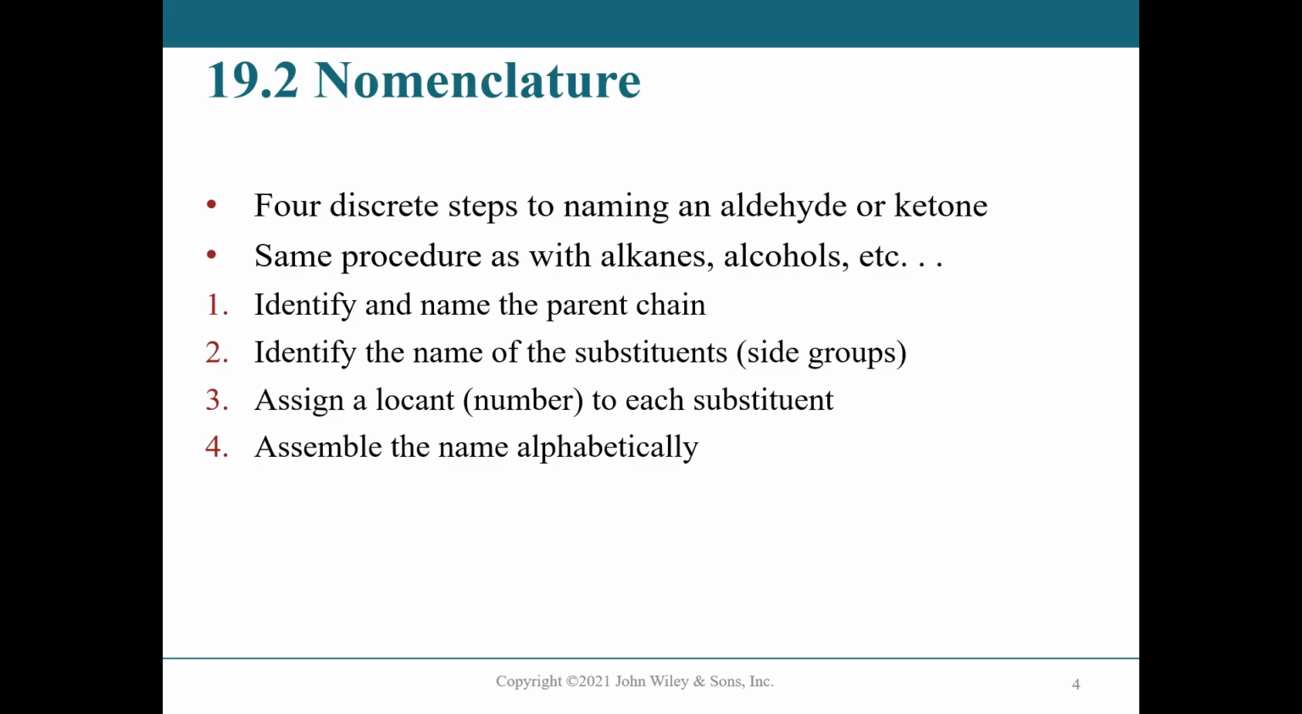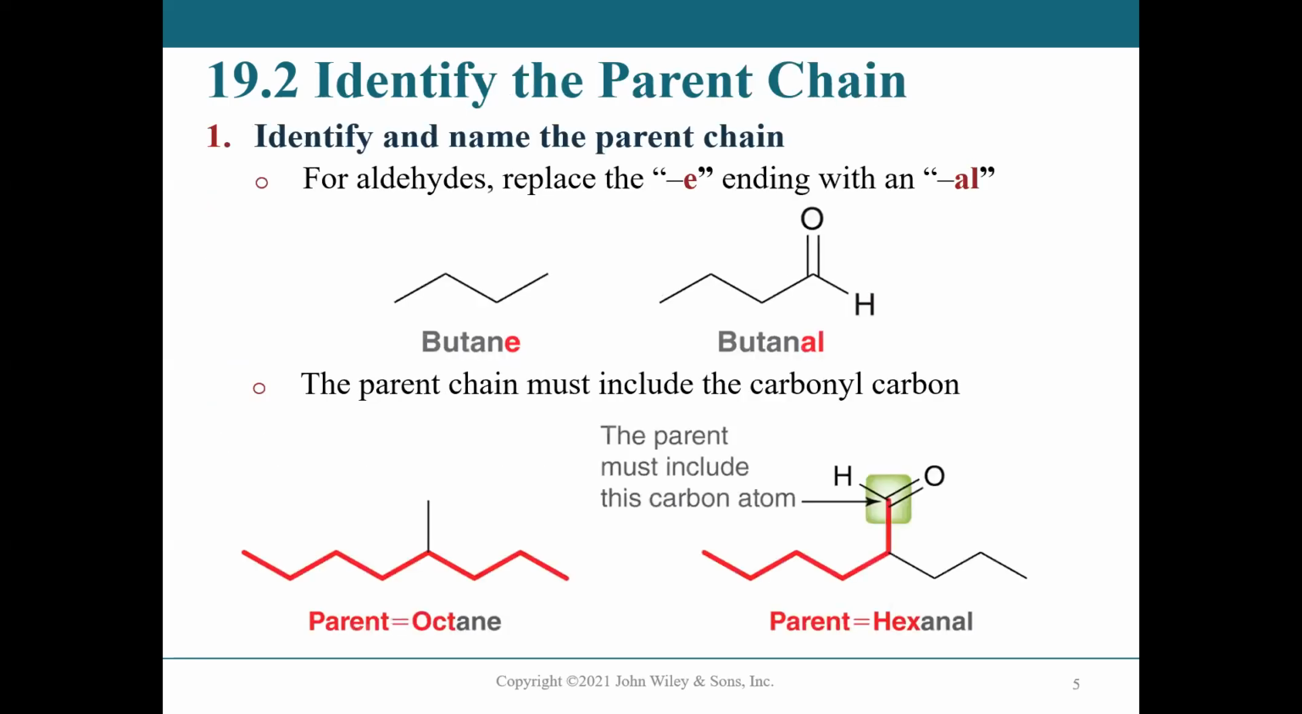All right, so hopefully I gave you enough time to write down the steps. So you want to identify and name the parent chain. For aldehydes, you're going to replace the E ending with AL. So butanal. We have this carbonyl group with the hydrogen. The parent chain must include the carbonyl carbon. So for instance, the parent must include this carbon: 1, 2, 3, 4, 5, 6. So we have hexanal.